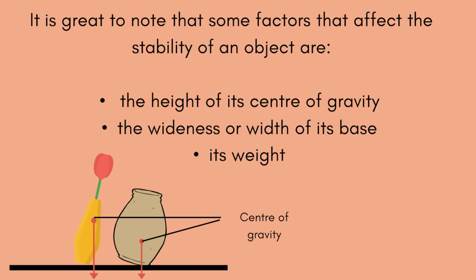It's great to note that some factors that affect the stability of an object are the height of its center of gravity, the width of its base, and its weight. Look at these two objects. Which one do you think will fall? The golden vase or the piece of clay pottery? Yes, you are correct. The golden vase. Once the center of gravity is acting outside of the base of any object, it will fall.